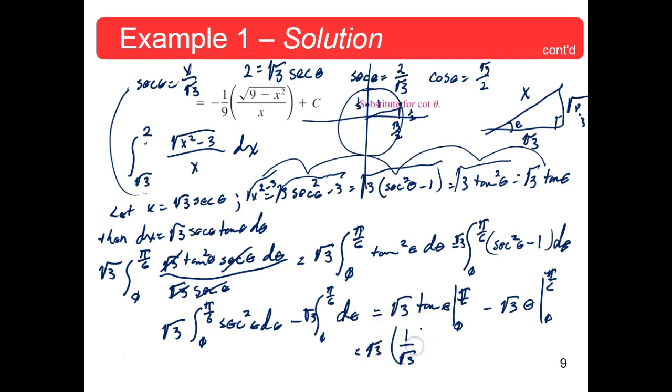Okay, good. Oh, minus, what's the tangent of 0? Okay. Yeah. Tangent is sine over cosine. What's sine of 0?